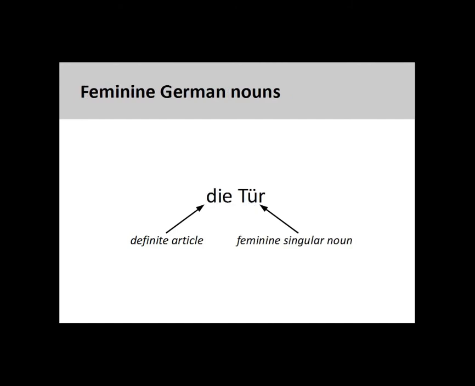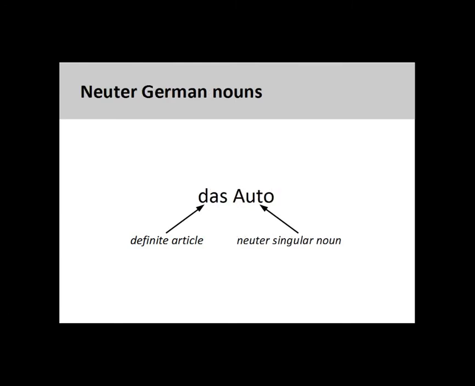The German noun Tür, door, has a feminine grammatical gender, so its definite article is die. The German noun Auto, car, has a neuter grammatical gender, so its definite article is das.